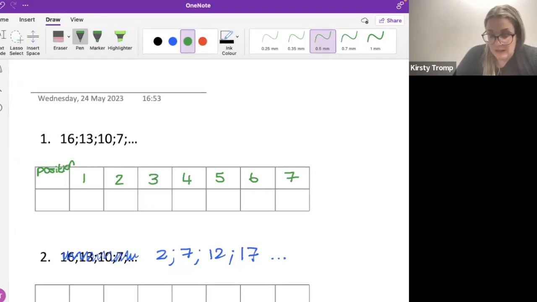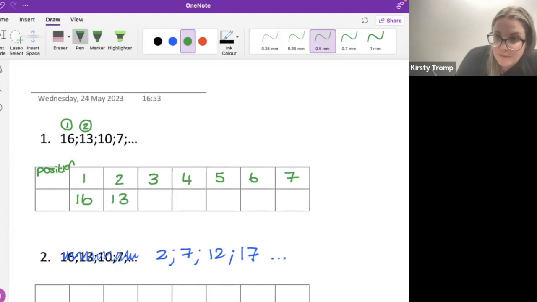Underneath, if this is my position 1, then the number that's in position 1 is going to be number 16. The number that's in position 2 is going to be number 13. The number that's in position 3 is going to be number 10. The number that's in position 4 is going to be number 7.